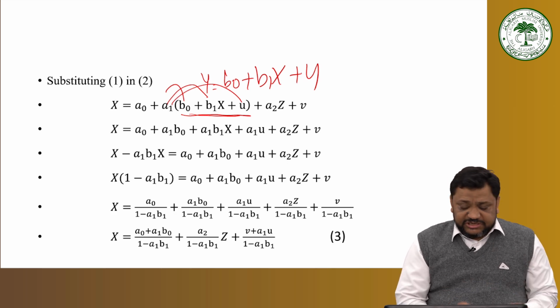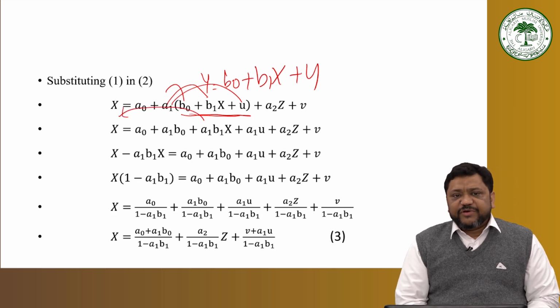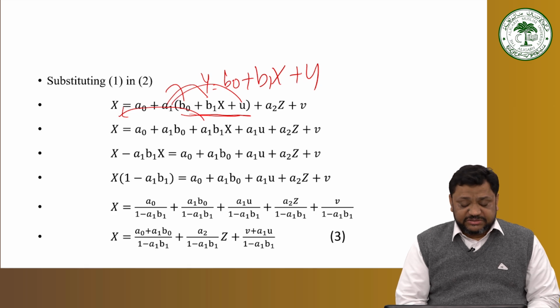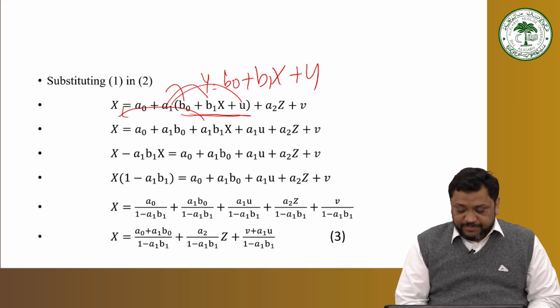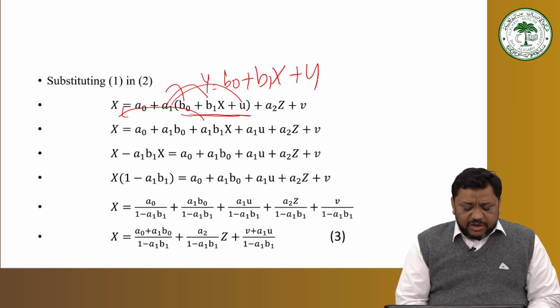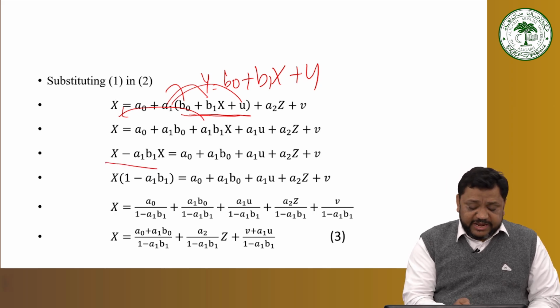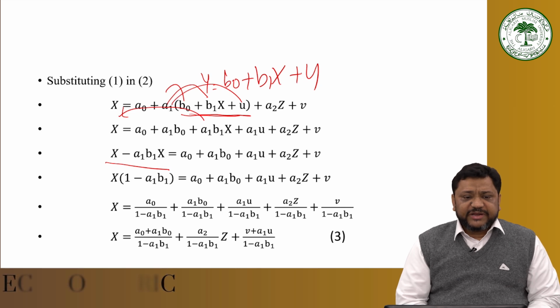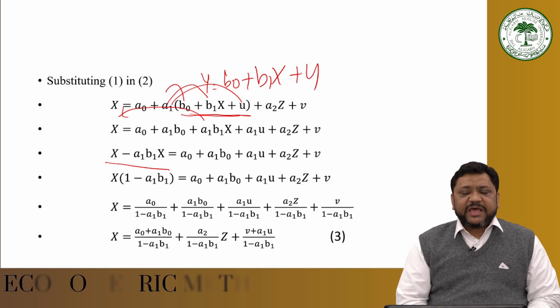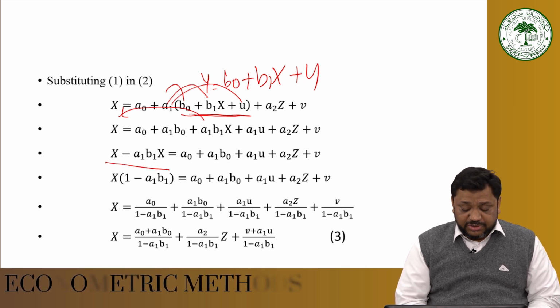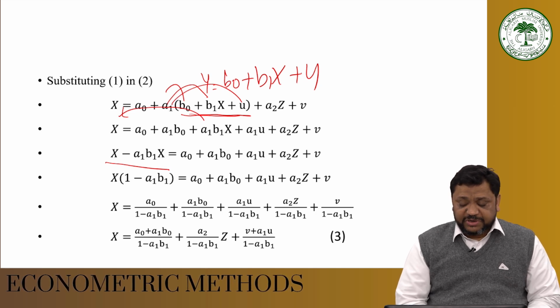Now we take the x term to the left hand side of the equation. So we have x minus a1 b1 x equals a naught plus a1 b naught plus a1 u plus a2 z plus v. On the left hand side we take x common, so we have x times (1 minus a1 b1) is equal to a naught plus a1 b naught plus a1 u plus a2 z plus v.